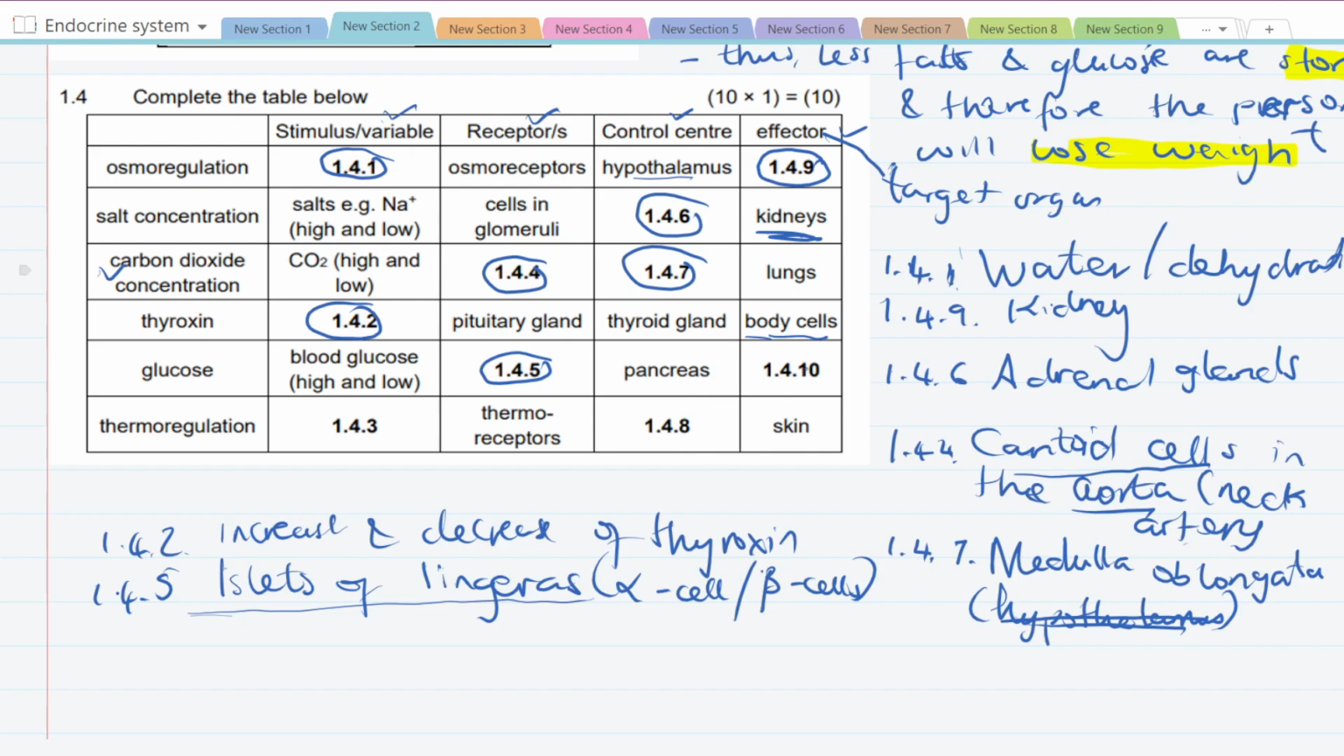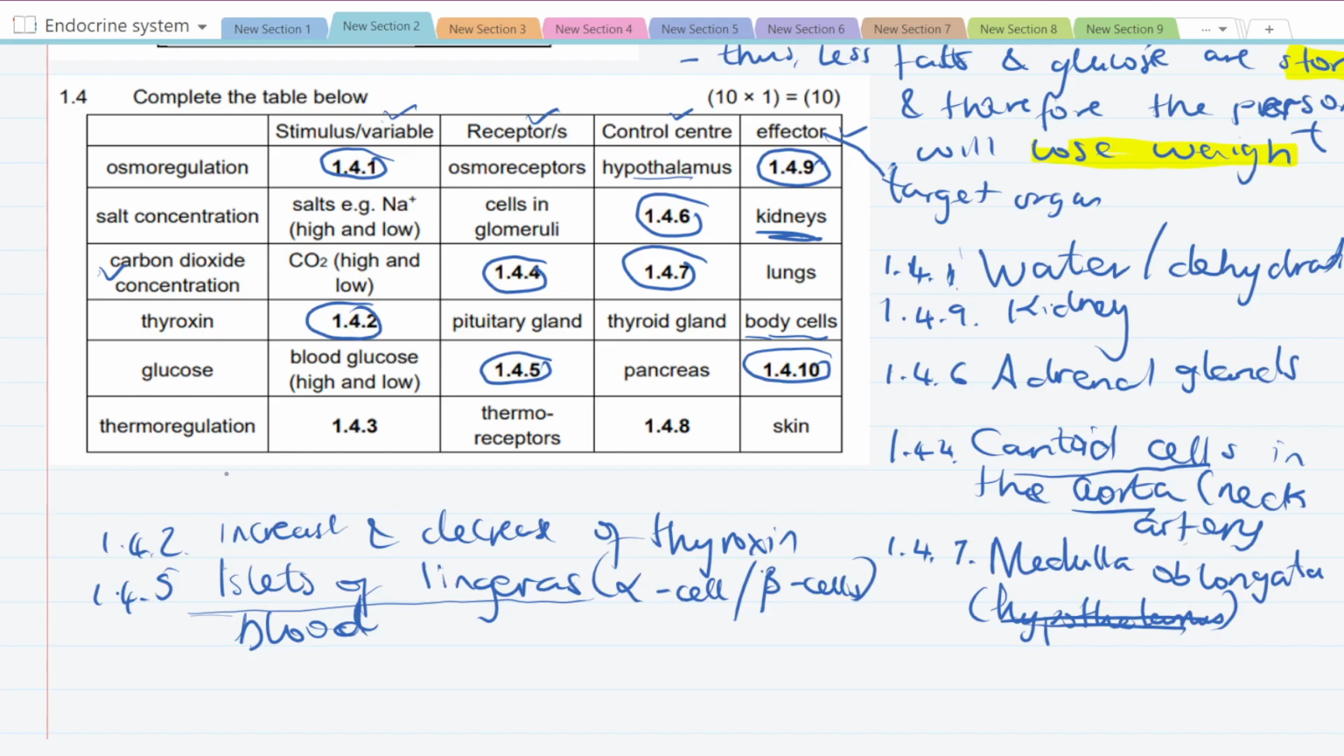Then what is the target organ here? What is the target organ for this? You can say blood. Blood is the one where these hormones will definitely try to decrease the blood glucose.